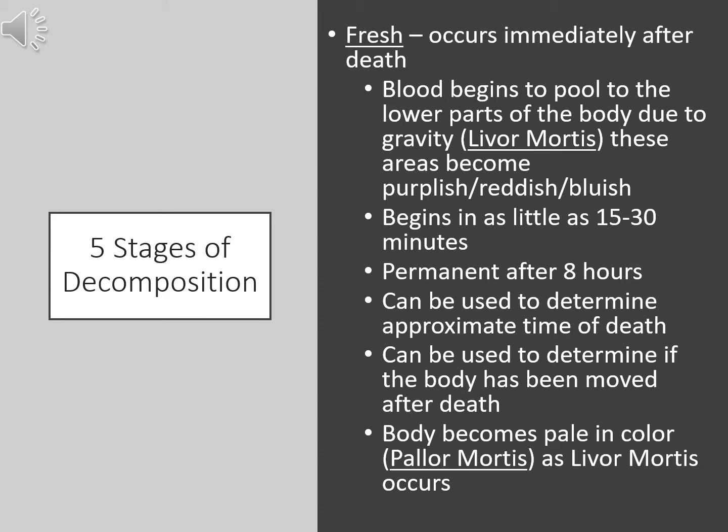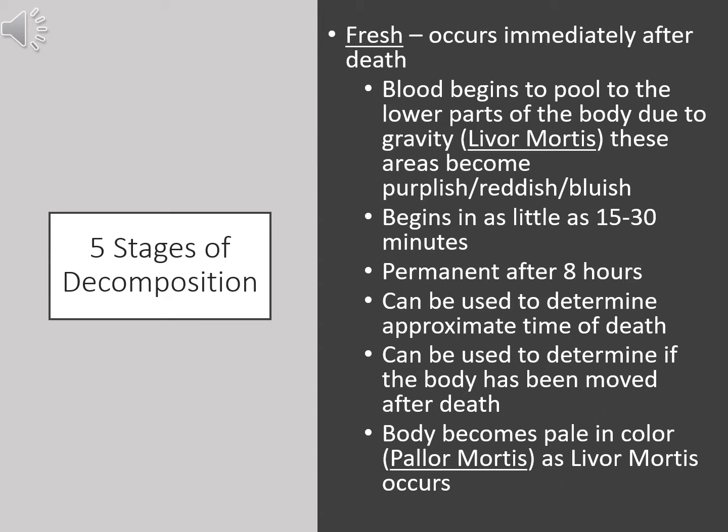Once a person dies, their body goes through 5 stages of decomposition. So we'll take a moment to look at each of those stages here. The first stage that we'll discuss now is the fresh stage, and it's fresh because this is the stage that occurs immediately after death. So some things that happen upon death, well, the blood begins to pool to the lower parts of the body due to gravity, right? And we'll talk about this as livor mortis.